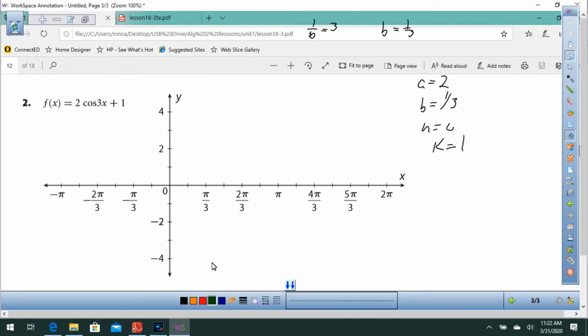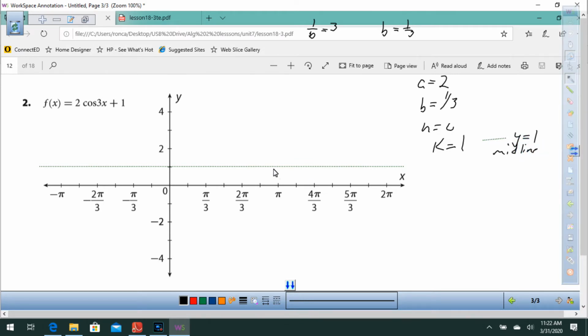So let's find our midline. Our midline, Y equals 1. That's our midline. And then our amplitude is 2. So we're going to go up 2, 1, 2.